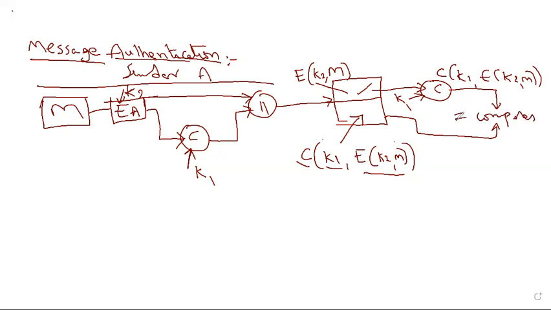If both are equal, then the receiver feels that the received message is correct. But the received message is in encrypted format, so he must restore the original message. How can we restore the original message? Just by conducting decryption, we can restore the original message.